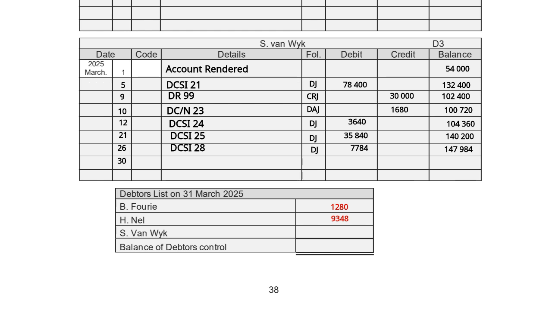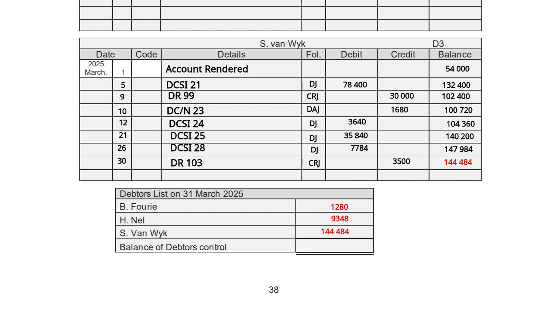Then on the 30th, received 3,500 on account from S van Wyk. So our journal involved is CRJ. It's a partial payment. We will give a duplicate receipt 103. 3,500 will go in the credit column because the debtor is settling partially of his debt, so his balance will decrease. And now his end balance is 144,484. The reason why I've made it red is this is the balance that you will take to your list.